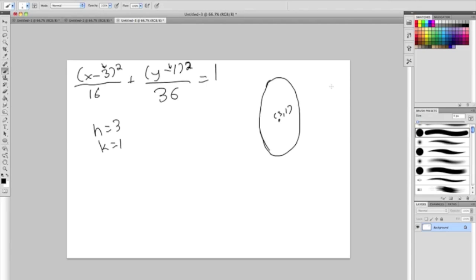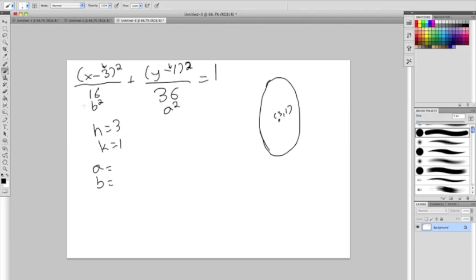Now what we have to do is find out what a and b equal. How we figure that out is by looking at these numbers. I picked a to be the greater number, so this one is going to be a squared, and this one is going to be b squared. If you're wondering why they're squared, it's because the standard form is x squared over a or b squared plus y squared over a or b squared.